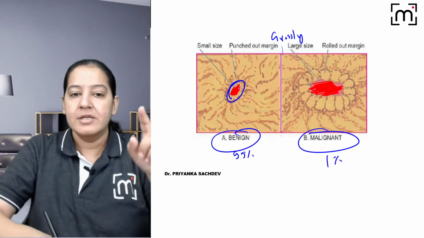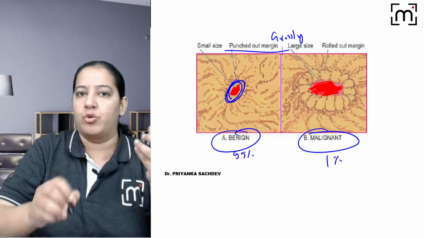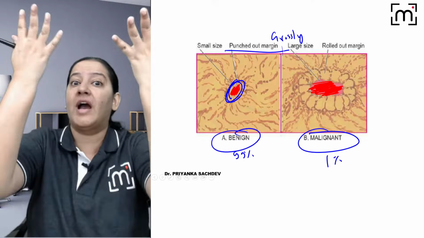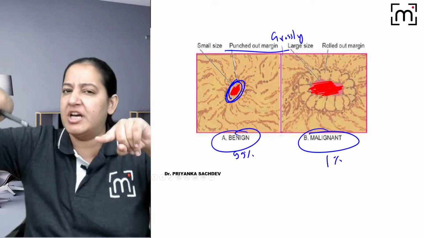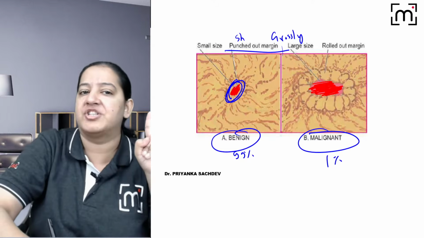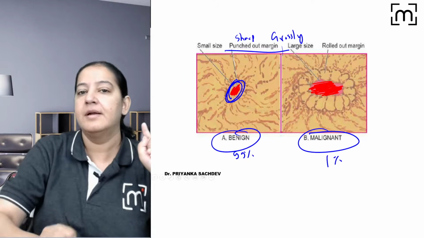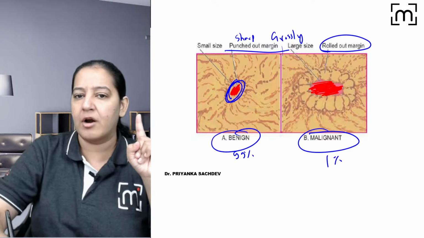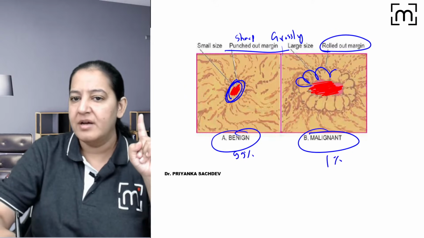That will decide. So if the margin is punched out, you can feel with your finger, it is coming out. The margin is bulging out, punching out. You can feel the sharp margins. So it is a benign ulcer. But if the margins are rolled out, can you see the margin here? They are not sharp.